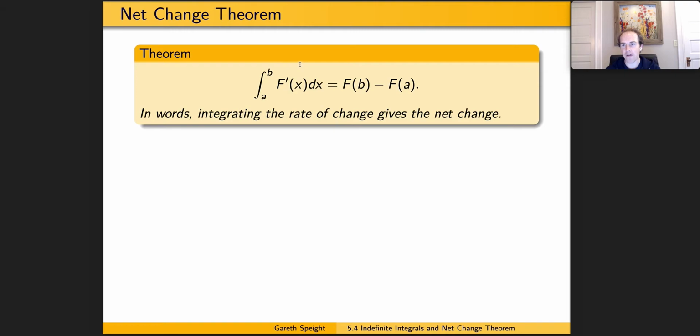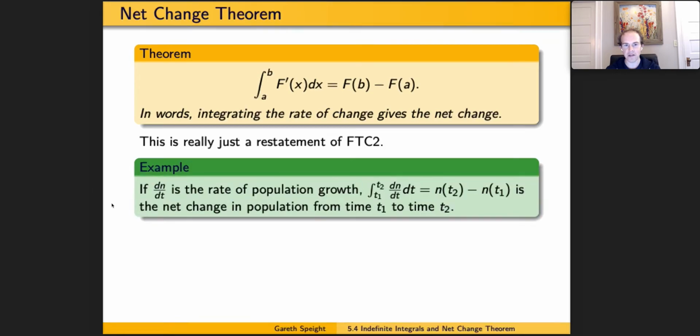Well, if we think of f as representing some physical quantity that's changing in time, then f prime of x is the rate of change, whereas f of b minus f of a is the change over the whole interval. That's called the net change. So we're saying that integrating the rate of change is equal to the net change. So let's see some examples.